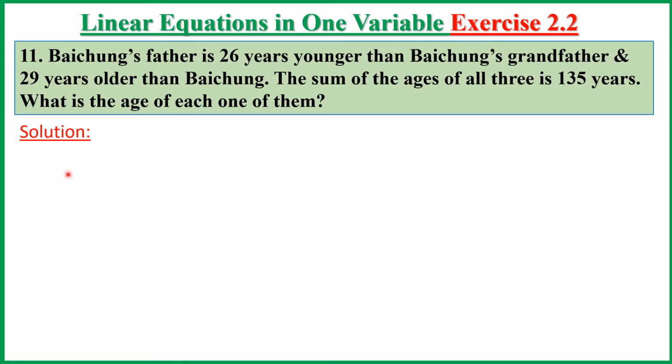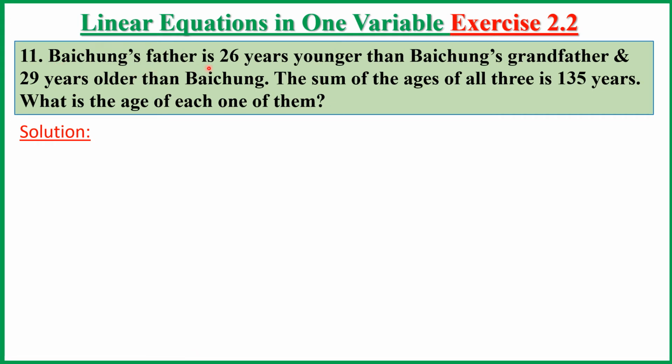Question number 11. Baijung's father is 26 years younger than Baijung's grandfather and 29 years older than Baijung. The sum of the ages of all three is 135 years. What is the age of each one of them? Children, here you leave the name of Baijung.